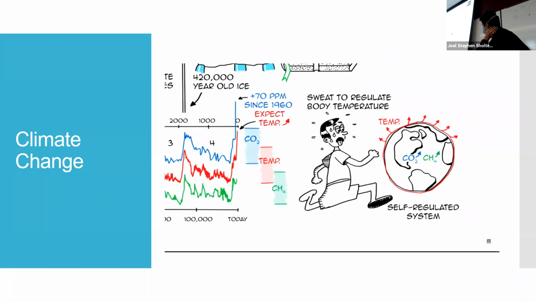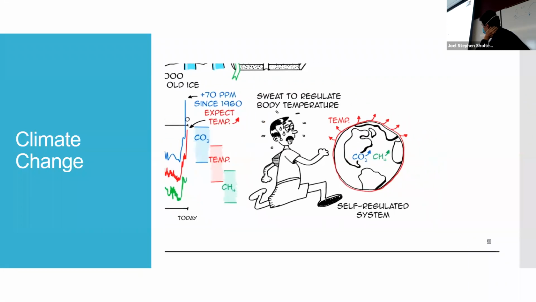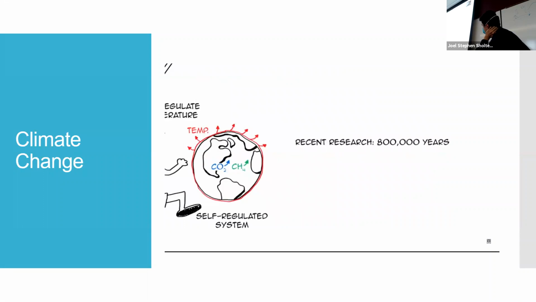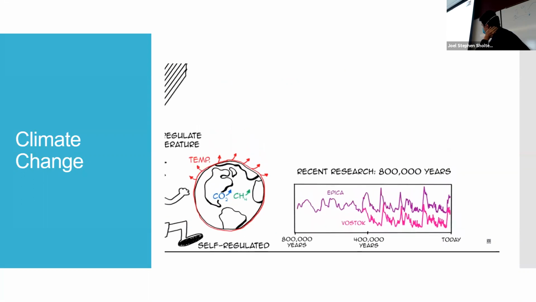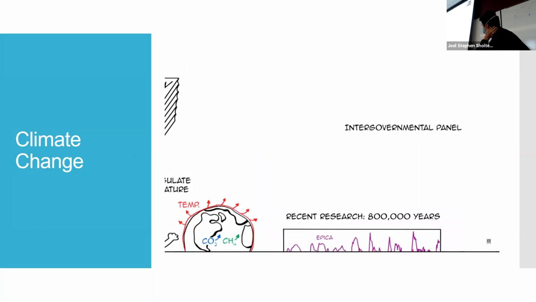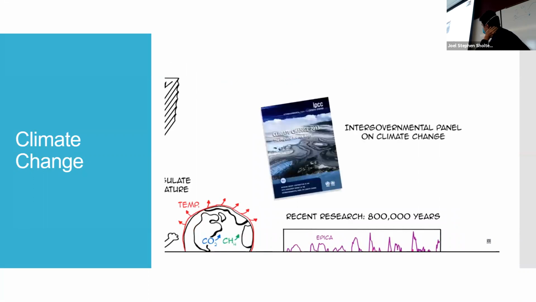Since the Vostok research was published, more recent ice cores were performed by the European Project for Ice Coring in Antarctica, the EPICA. They provided data for the last 800,000 years and confirmed the findings in Vostok. So, as the Intergovernmental Panel on Climate Change simply puts it in their 2013 report, human influence on the climate system is clear, and we can safely say that we, human beings, are responsible for climate change.